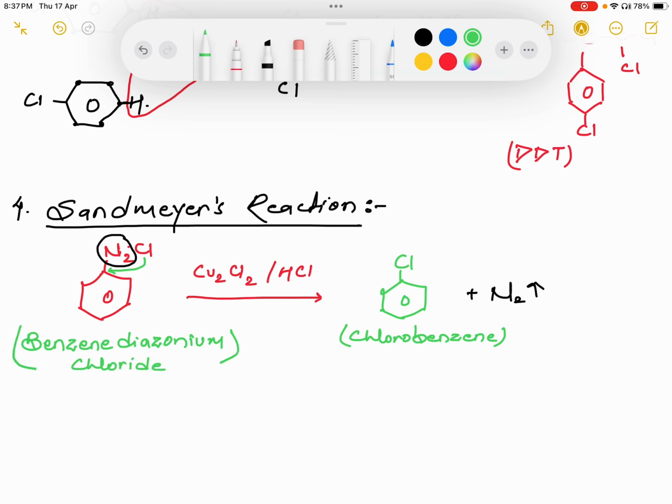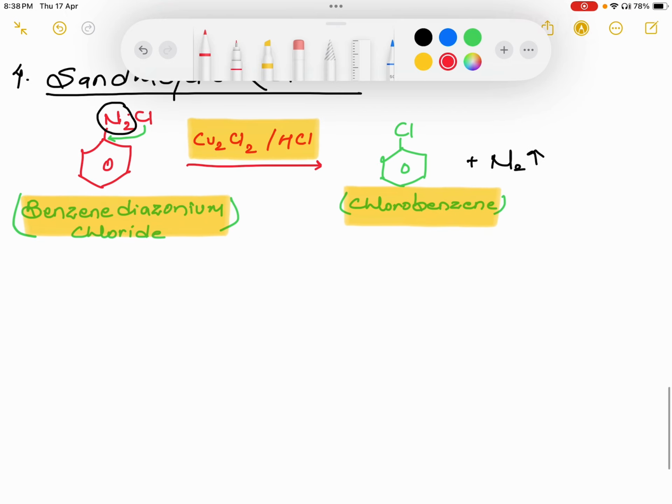So what basically is Sandmeyer reaction? You can remember the process of conversion of benzene diazonium chloride into chlorobenzene in the presence of Cu2Cl2 and HCl is known as Sandmeyer reaction. I believe you will be able to remember this much. It's quite easy. Let's move on to the next one, that is the method of formation of Grignard reagent and its acidic hydrolysis.